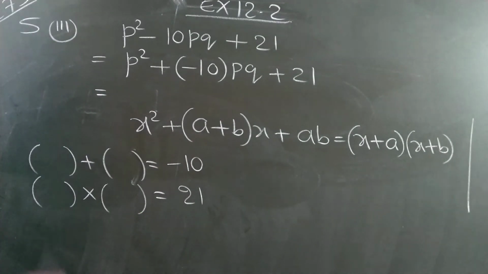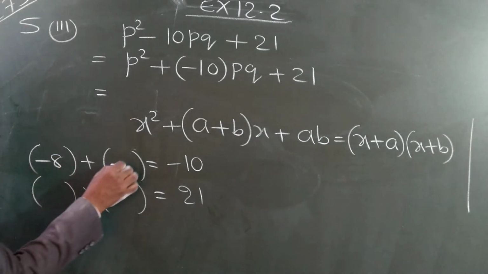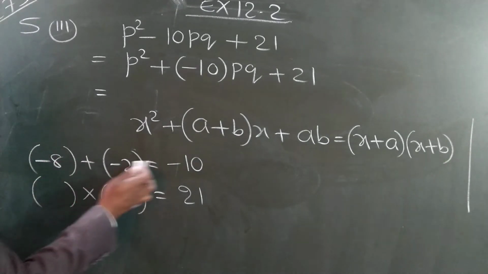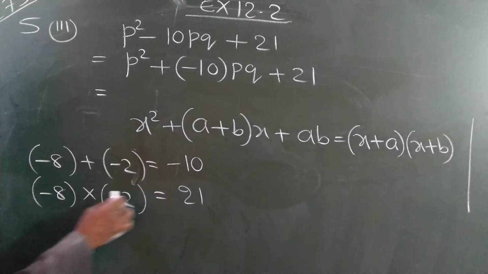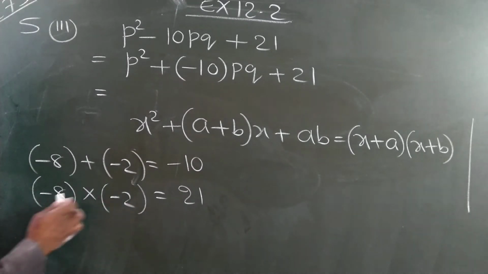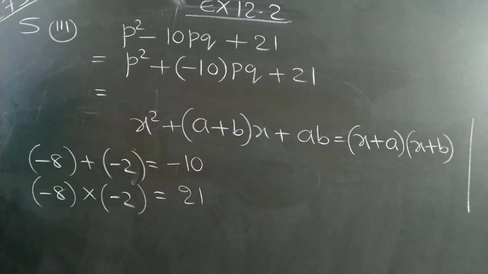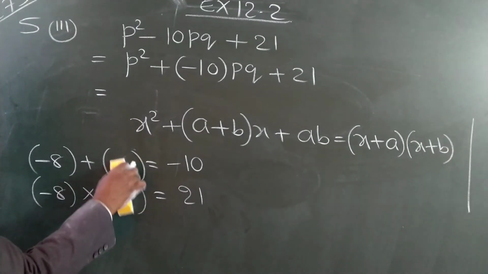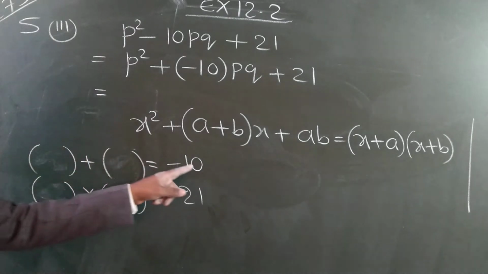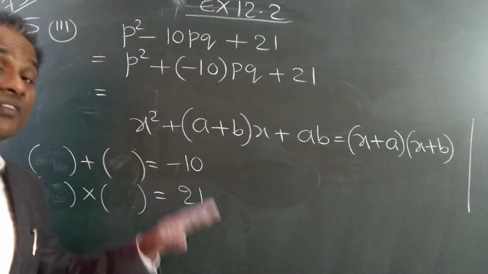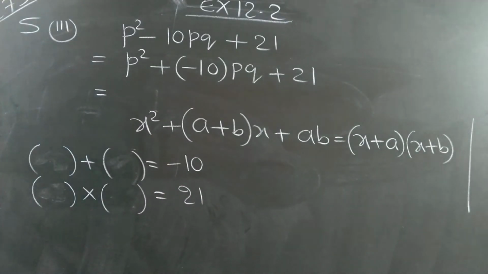Minus 10 means, suppose minus 8 minus 2: minus 8 plus minus 2 is minus 10. Minus 8 into minus 2 is minus into minus plus, 8 2s are 16, not 21. Wrong. Don't take these numbers. Tell me the numbers. Sum is minus 10, product is 21. Like that you have to choose. Very, very important model.